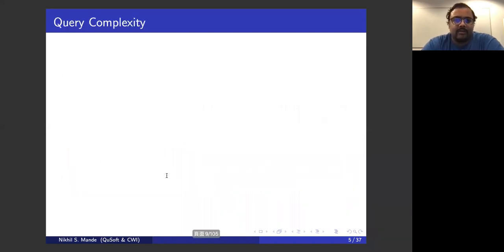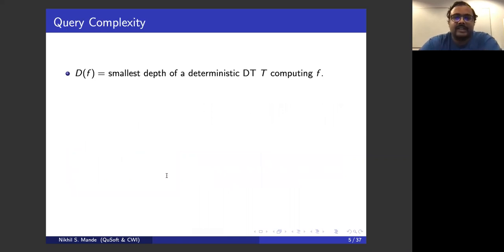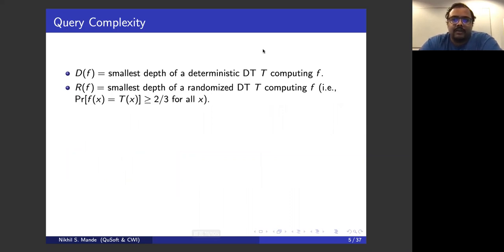So what is the correctness requirement? Let me tell you about that. First of all, the decision tree complexity or the query complexity of f is the smallest depth of a deterministic decision tree that computes f. And there's a natural randomized generalization for this, which is the smallest depth of a randomized decision tree computing f. In particular, when I say a randomized decision tree T computes f, I mean the probability that T(x) equals the function's value f(x) for all inputs x has to be at least 2/3.